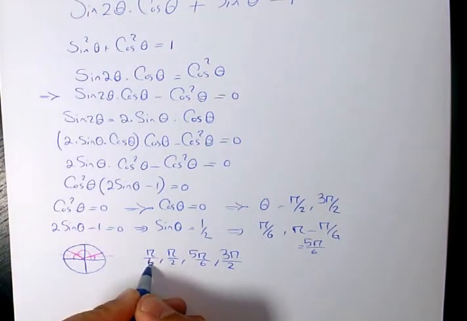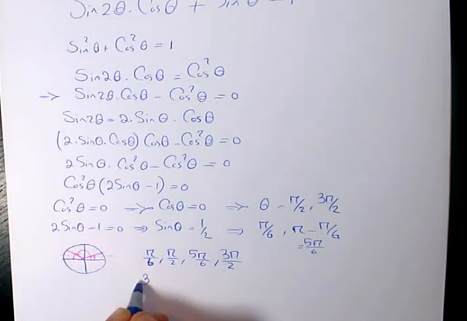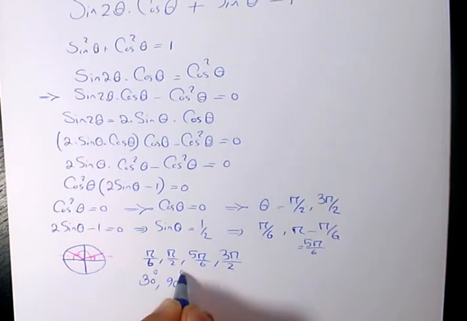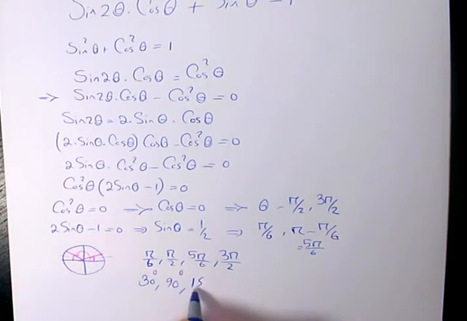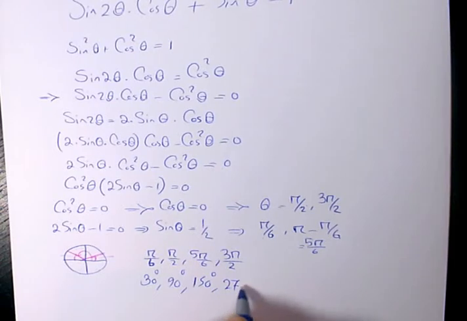If I want to write in terms of degrees, pi over 6 is 30 degrees, then 90 degrees. Here we have 150 degrees. And this one is 270 degrees.